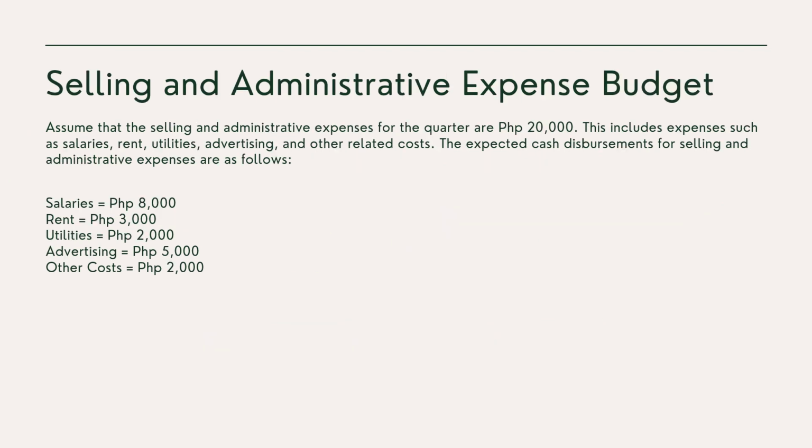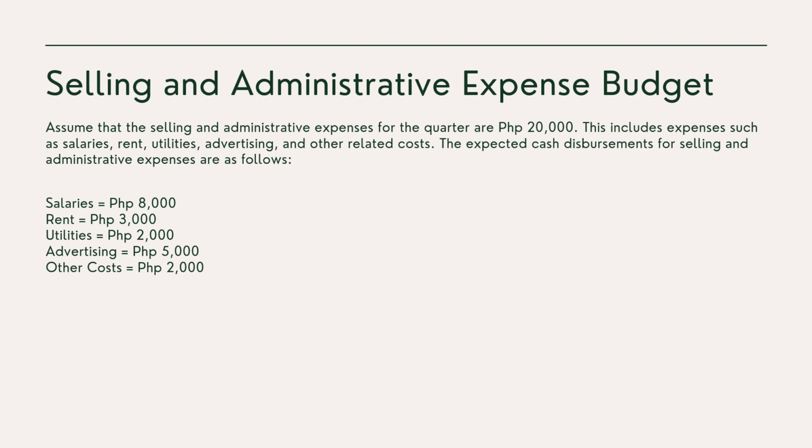Now, let's continue with the selling and administrative expense budget. By the way, class, by using the budgets for direct materials, direct labor, and manufacturing overhead, we can also use this information to help us allocate our resources effectively and ensure that we can meet our financial obligations on time.